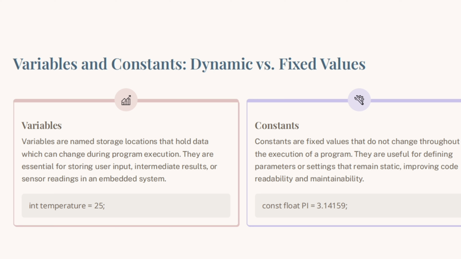Constants. They are fixed values that do not change at any point during program execution. They are perfect for defining settings or parameters that must remain static, which significantly improves both the readability and the maintainability of your code. A classic example is const float PI = 3.14159.